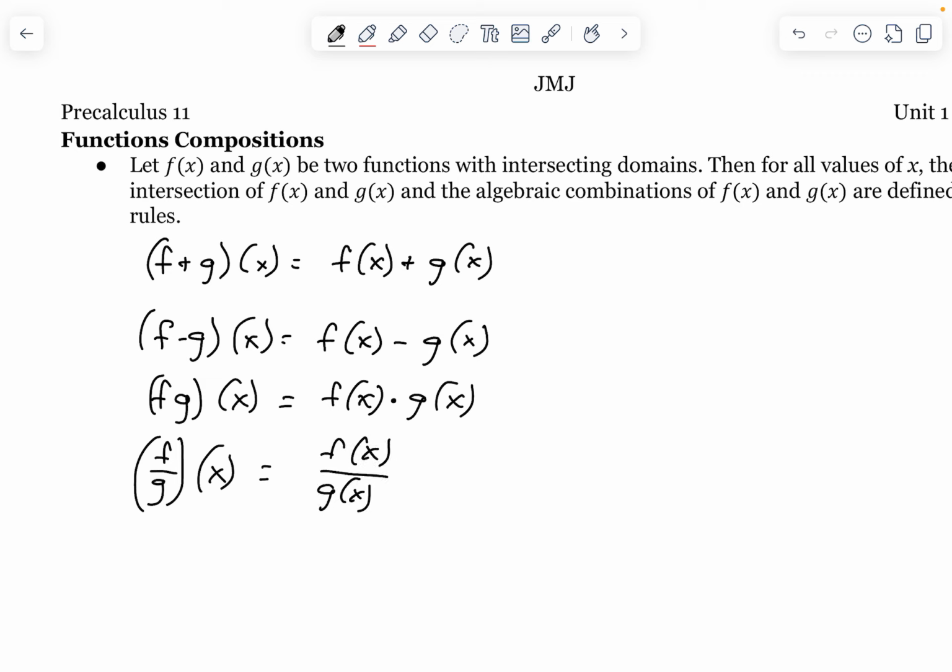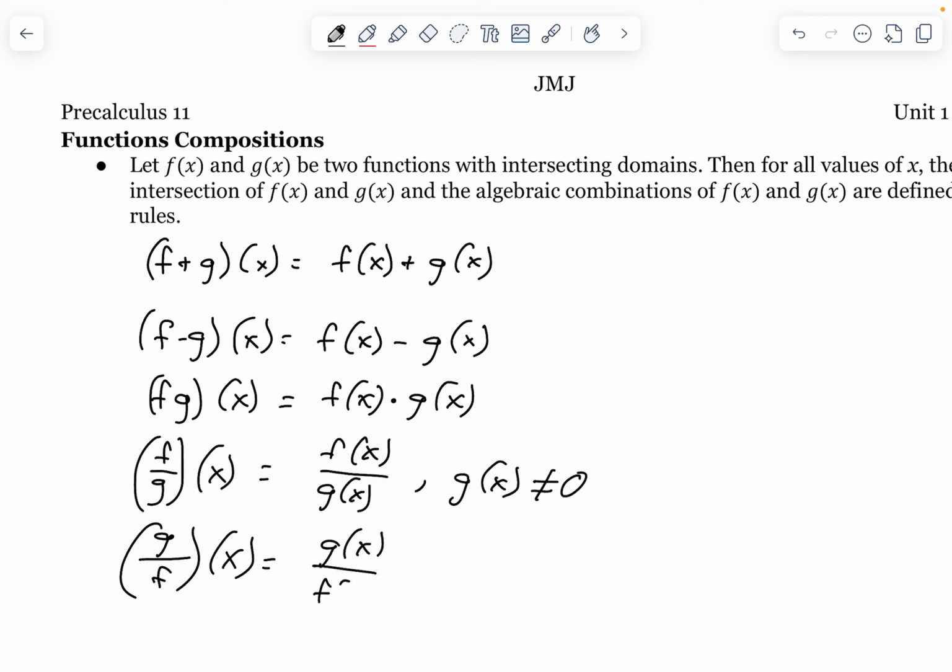But remember, g of x cannot be equal to 0. We can never divide by 0. I can do this in reverse for any of these. I'll show it for division: g of x over f of x, provided that f of x in this case, because that's the denominator, cannot be equal to 0. So these are a couple of the initial first rules.